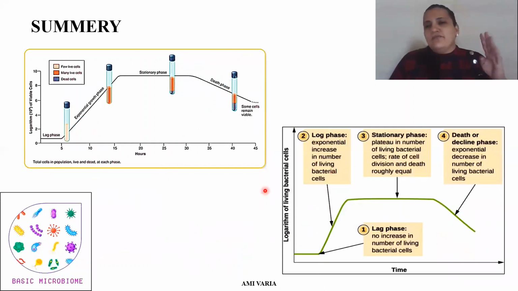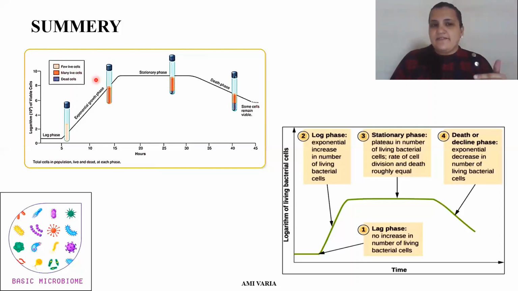I have mentioned four phases of the normal growth curve: lag phase, log phase, stationary phase, and death phase. Here in the lag phase, after inoculation of the medium, the bacteria try to adapt to the new medium. In the exponential growth phase or log phase, bacteria rapidly increase, and many living cells rapidly increase.